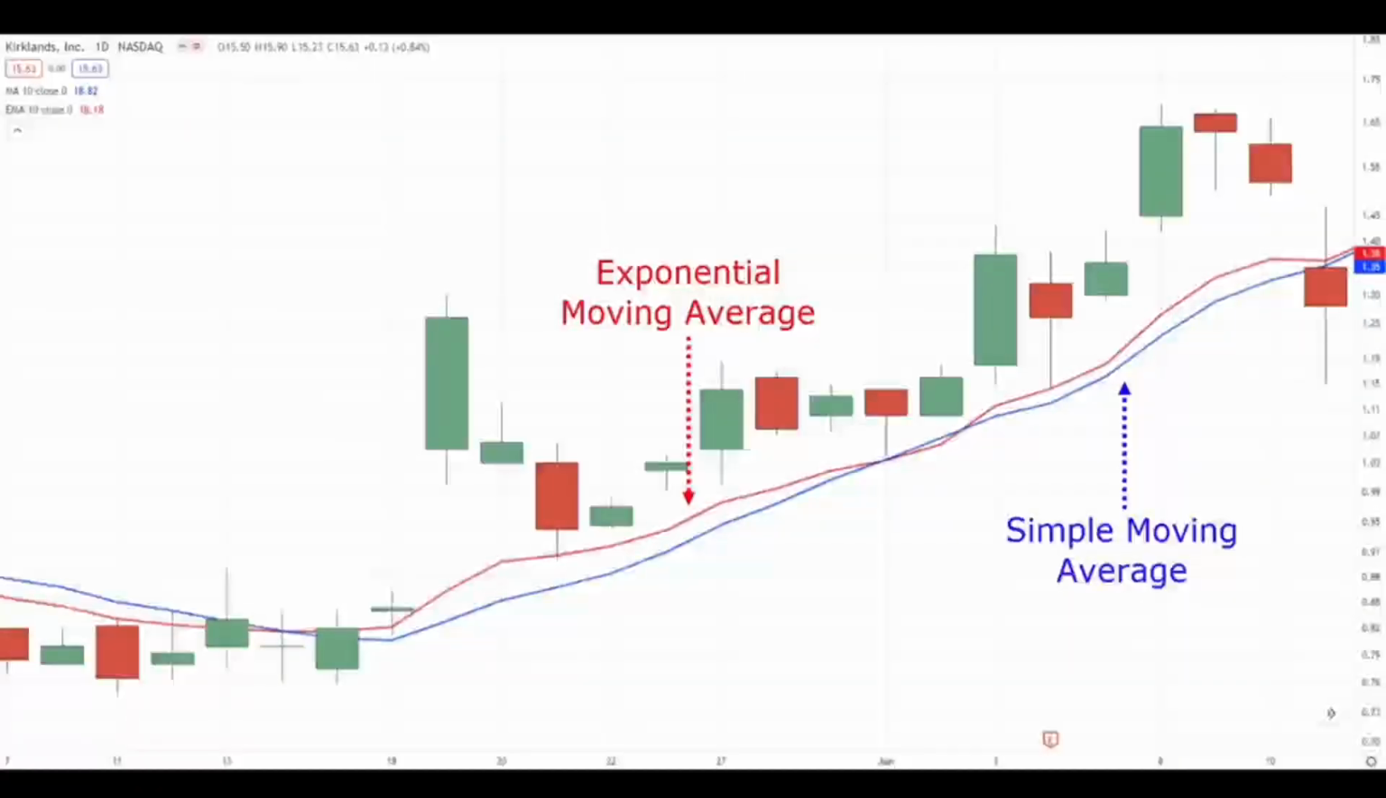The SMA is calculated by taking the sum of the prices over a certain number of periods and then dividing that sum by the number of periods. For example, if we take a 20-day, or in case of day, let's say candles, 20 candles SMA, we would add up the closing prices of the last 20 days and divide it by 20. Let's go to the chart and understand what it is all about.